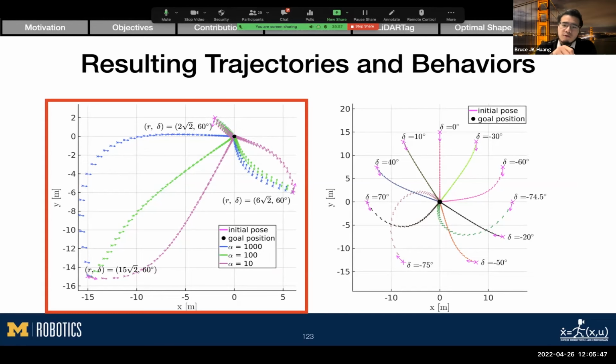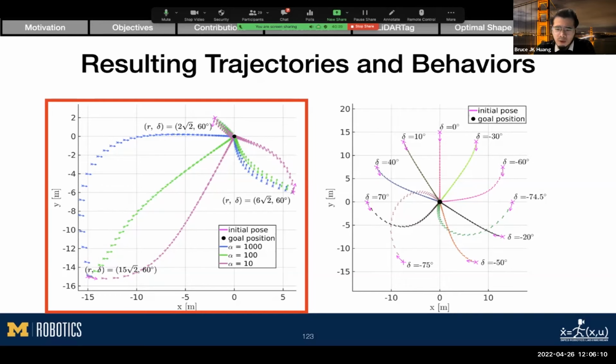The goal is fixed at 0, 0. I will place the robot at different distances, but fix the orientation. You can see that when the robot is far away from the goal, the robot would first align itself with the goal and then move forward. However, if the robot is closer to the goal, the robot will walk sideways to reach the goal.